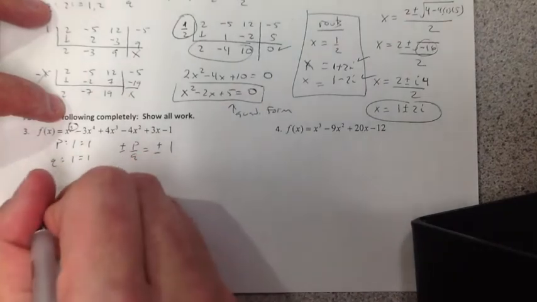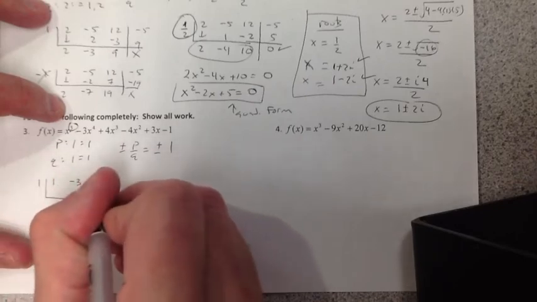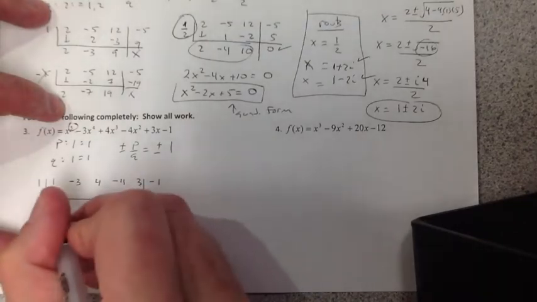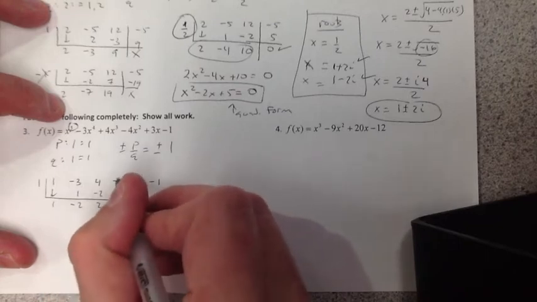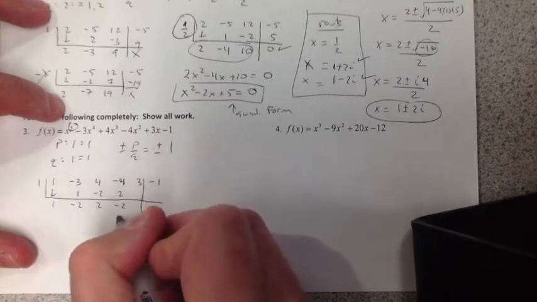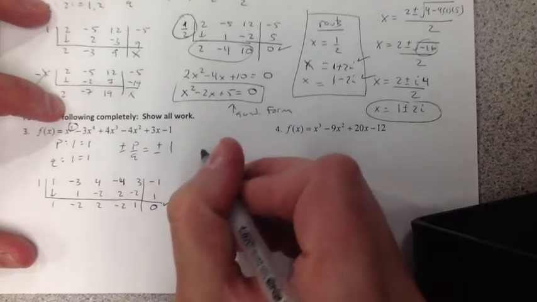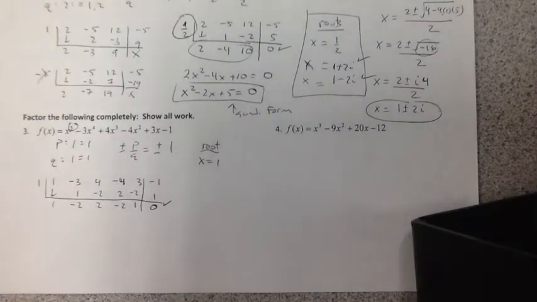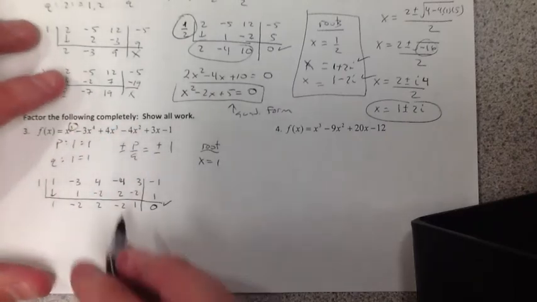So let's see here. Let's try 1 first. See if 1 works. 1, negative 3, 4, negative 4, 3, negative 1. Bring down the 1. I get 1, negative 2, which becomes 2. 2 becomes negative 2. Negative 2, which becomes 1, 1, which is 0. All right, so one of my roots is x equals 1. Now, I can try negative 1, but I know I have to have multiple roots here because of the 5 right here. So what I'm going to do is try 1 one more time.